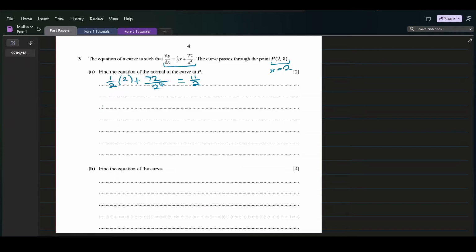Now we want the gradient of the normal. So that's the negative reciprocal of this fraction. So that's negative 2 over 11. And we're given the point P (2, 8).